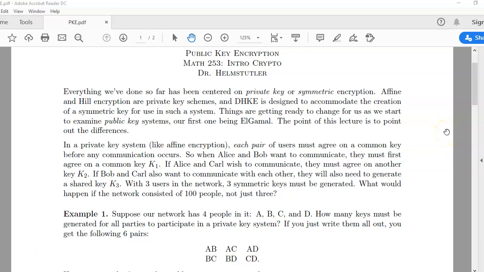Well, congratulations if you've made it this far. We are now going to enter the modern era of cryptography. We're ready to start talking about public key encryption. This is a pretty big deal, and you'll see why as we go through this material together.